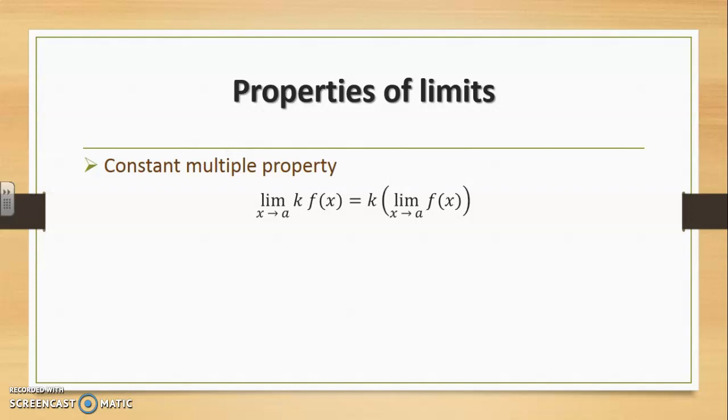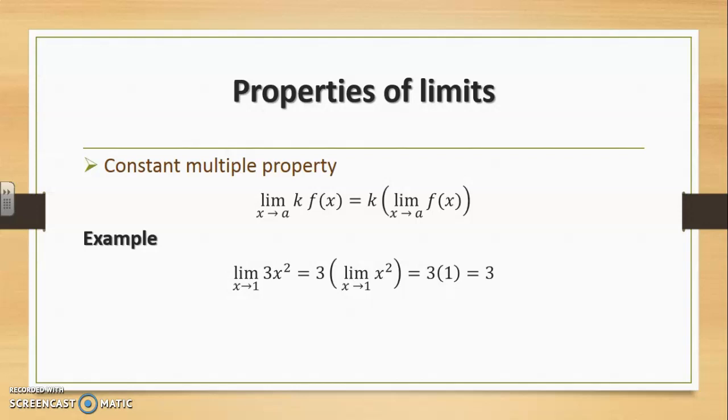The first of which is the constant multiple property, which states that if you apply a limit as x approaches a to a constant multiple k acting on a function f of x, then the constant multiple can be simply withdrawn out of the limit and multiply the result of the limit as x approaches a of f of x itself. For example, the limit as x approaches 1 of 3x squared is equal to 3 times the limit as x approaches 1 of x squared itself.